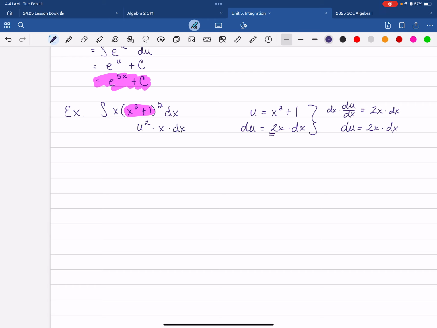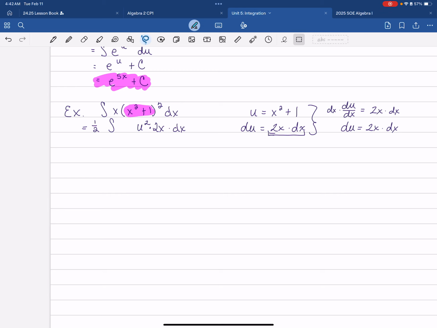So in order to get that 2 in there, I'm going to multiply by basically like a smart 1. I'm going to multiply by both 1/2 and 2 at the same time, because 1/2 times 2 gives me 1. So it's like I'm multiplying by 1. So I'm going to slide a 2 right here. So I'm going to multiply by 2x dx, which is what I need. But in order to do that, I need to multiply the outside of this by 1/2.